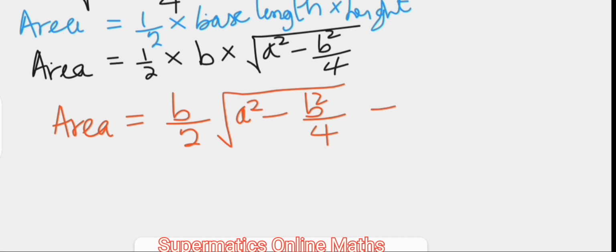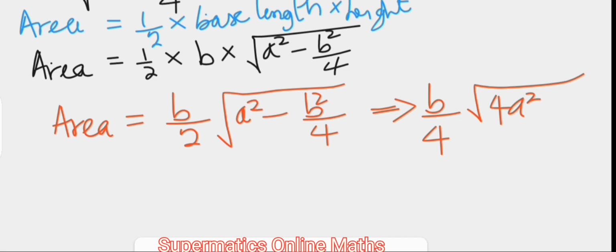Note that this further simplifies to B over 4 times the square root of 4A squared minus B squared. The two give the same result.